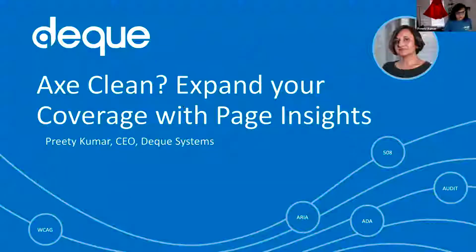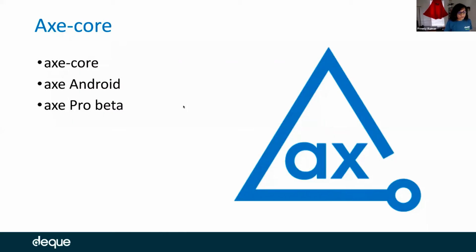So Axe score. Axe score is multiple things. We have Axe for HTML, which is called Axe score. We have Axe for Android, and then we have the Axe Pro beta, right? These are open source rule libraries. The first two are open source rule libraries. And many of you are most familiar, because it's been around the longest, with the Axe HTML, Axe Score HTML.